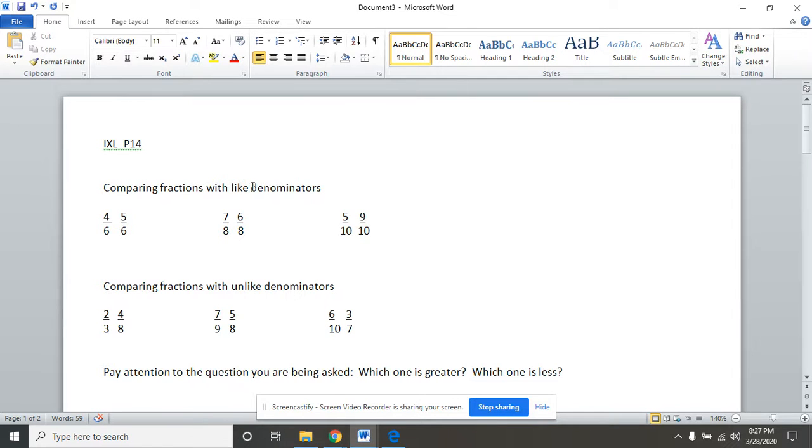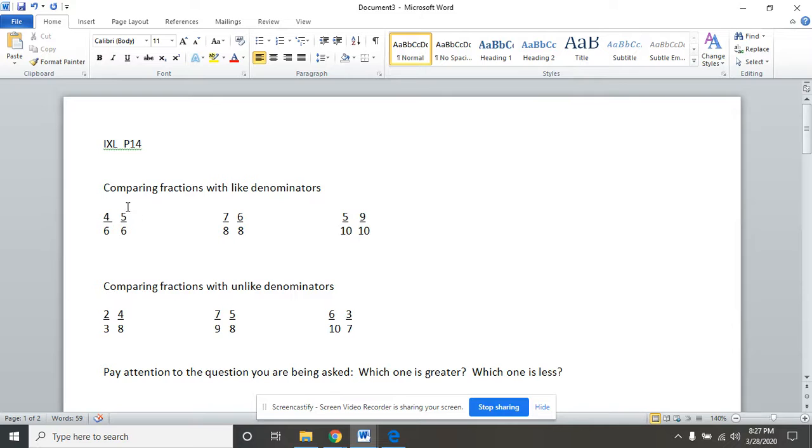When you compare with like denominators, it's much easier. Remember that the denominator is how many pieces something is cut into or how many pieces are in a group. The numerator, the top number, is how many pieces you have of that particular thing. So in this case, we're comparing 4/6 with 5/6. And the question I have right now is which one is greater between 4/6 and 5/6.